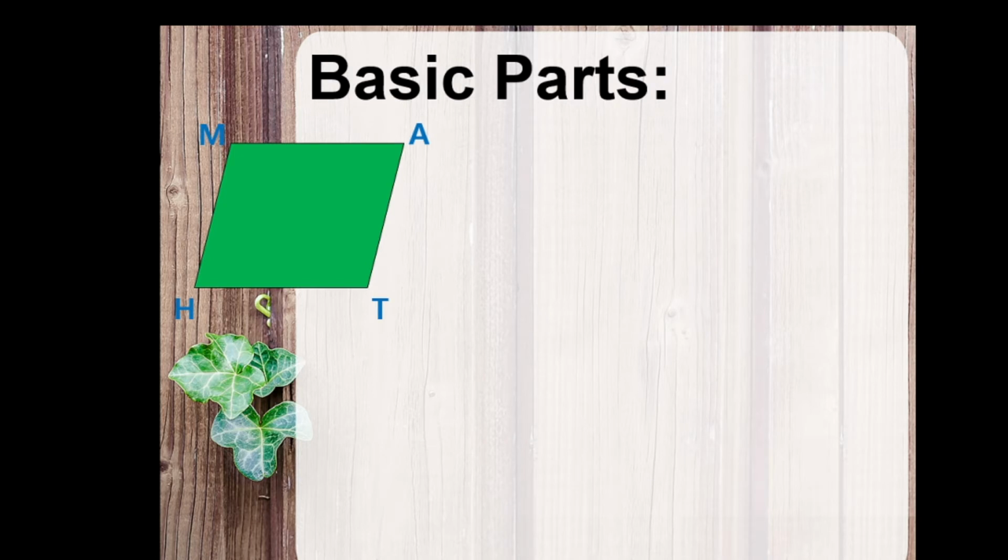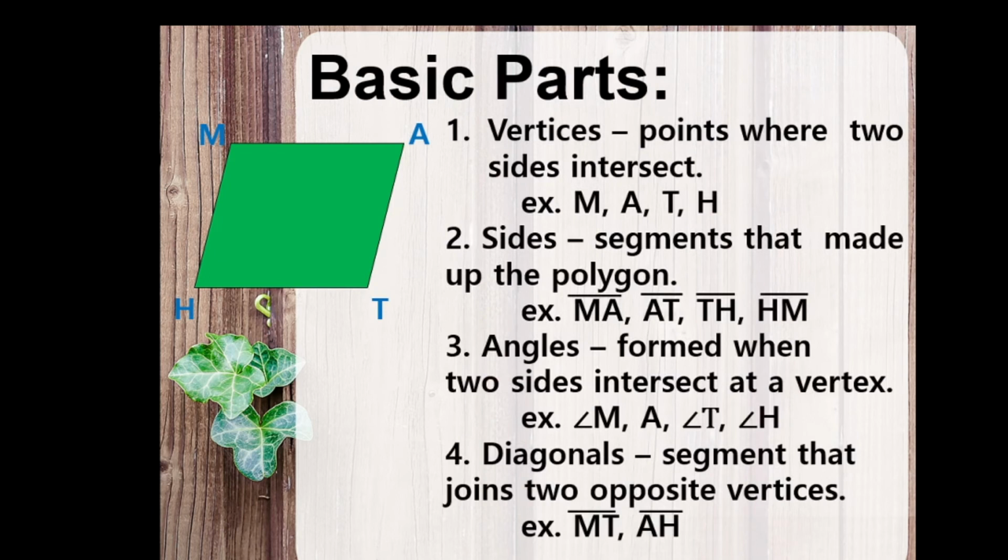Let us have the basic parts of a quadrilateral. So we have 4 basic parts of a quadrilateral, namely the vertices, sides, angles, and diagonals. First, we have the vertex or the vertices. Vertices are the points where 2 sides intersect. A quadrilateral has 4 vertices, and these are vertex M, A, T, and H. Take note that in naming the vertices, you make use of capital letters.